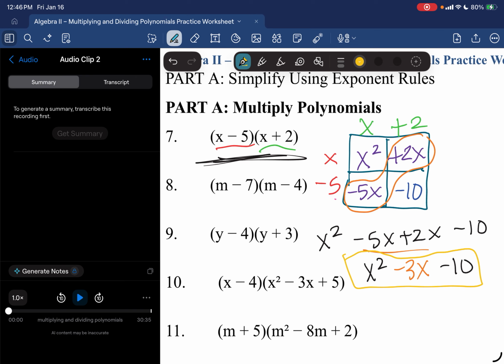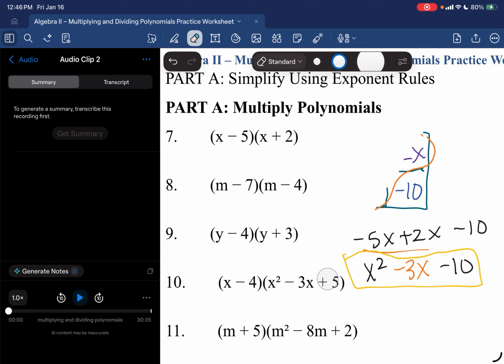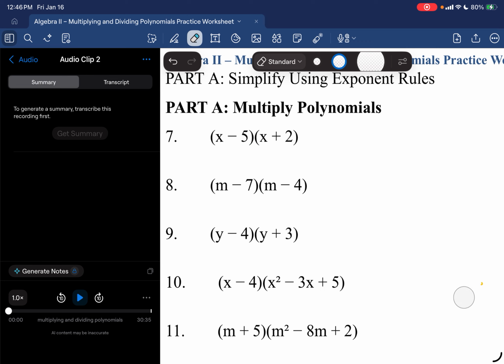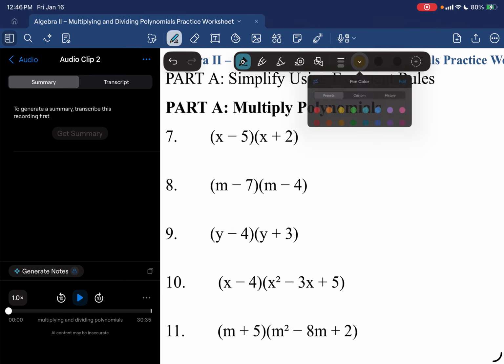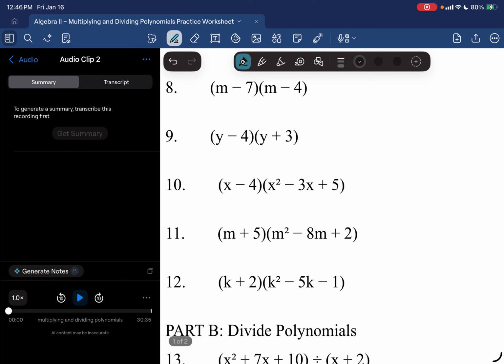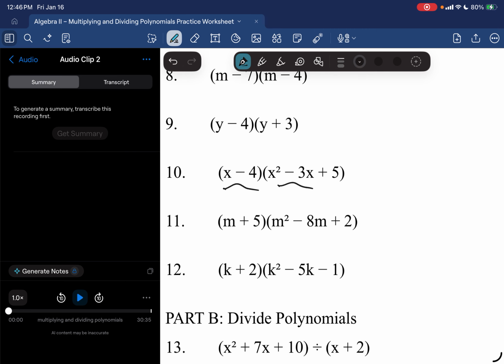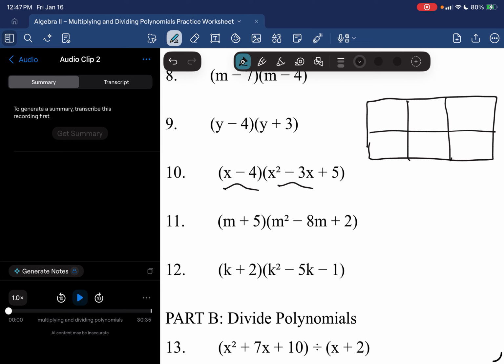Let's try one more. Make sure you get this in your notes. You can pause the video, rewind it, whatever you have to do. Number 10, we've got a 2 by 3. So let's go ahead and create a 2 by 3. Okay, x minus 4 goes on the left. And x squared minus 3x plus 5, this trinomial, goes up top.